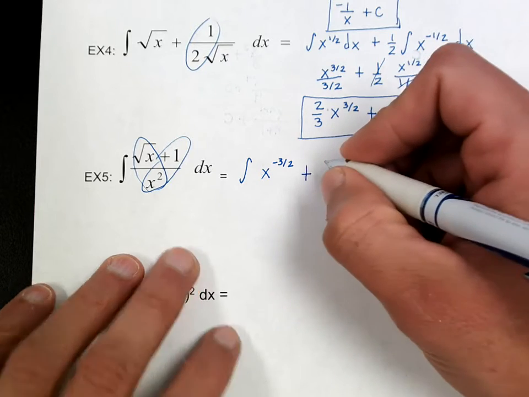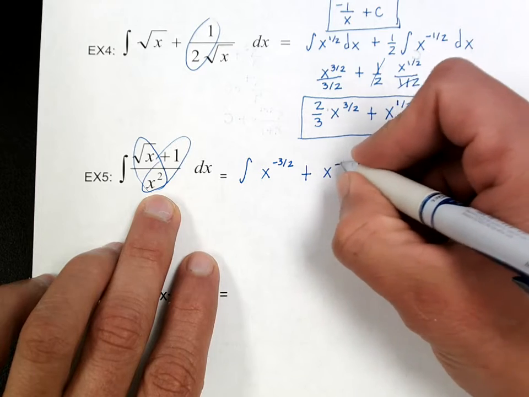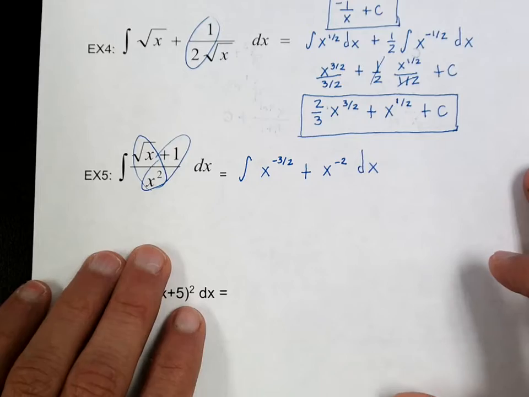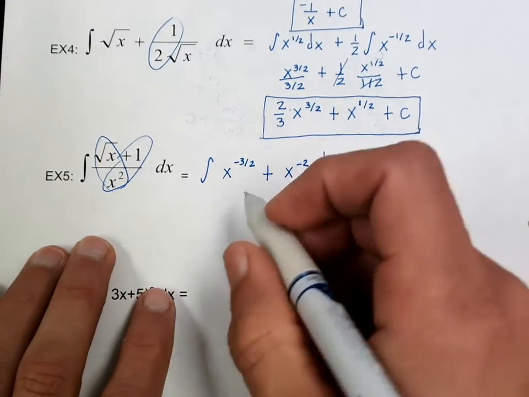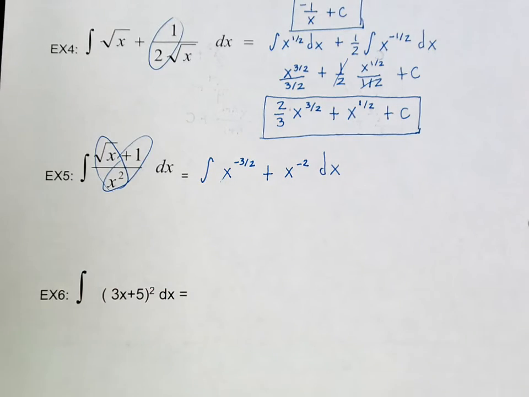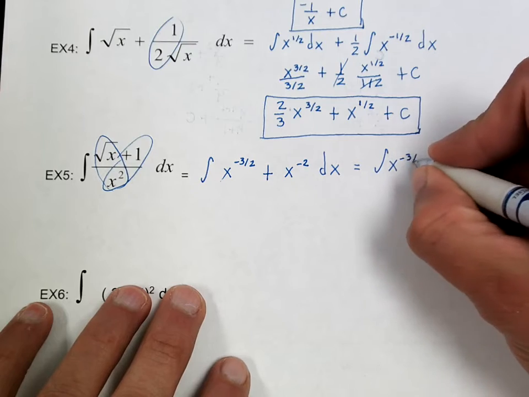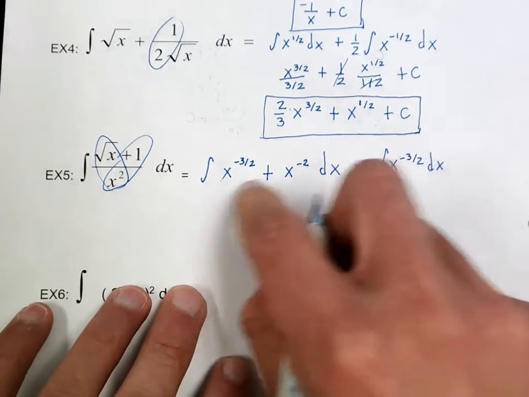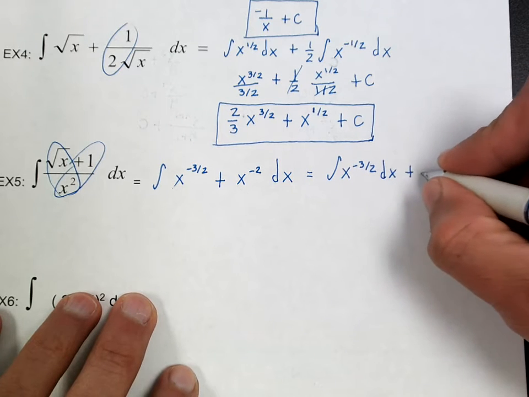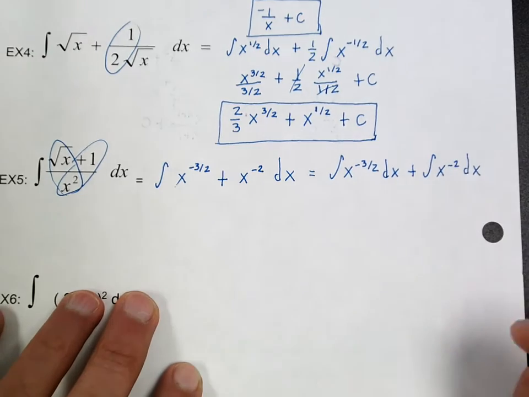Plus 1 over x squared, that's just x to the negative 2 dx. Normally what happens is that I'm just going to take the integral of this and take the integral of this separately. I don't need to worry about it. It's the same thing as writing this completely separate, although to be honest, if I see something like this, I don't even bother to simplify to this, just because I feel like that's a waste of time.